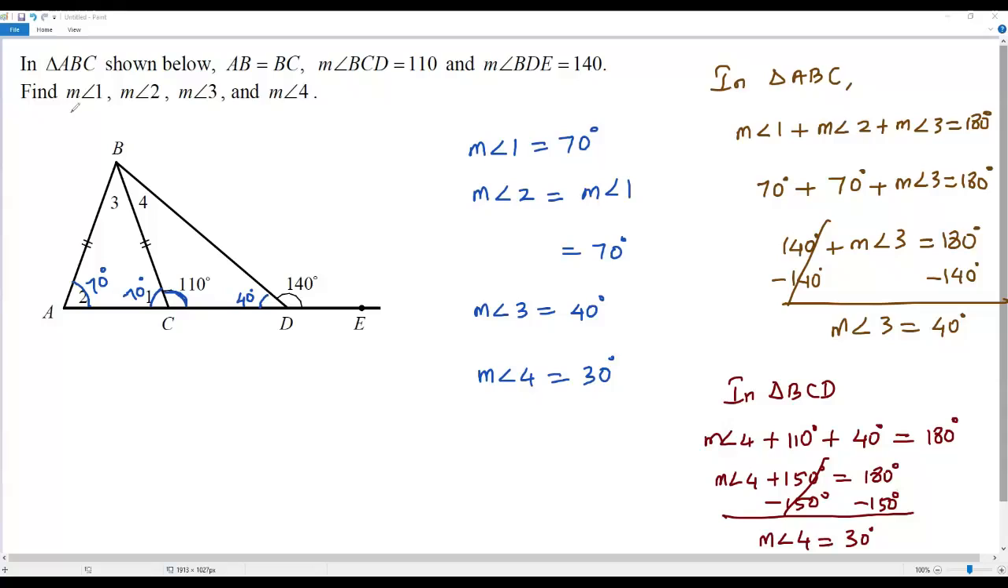So the question is asking us to find the four angle measures, 1, 2, 3, and 4. The measure of angle 1 is 70 degrees, the measure of angle 2 is also 70 degrees, the measure of angle 3 is 40 degrees, and the measure of angle 4 is 30 degrees.